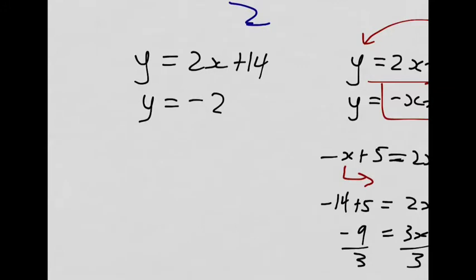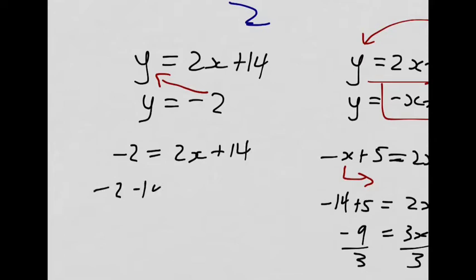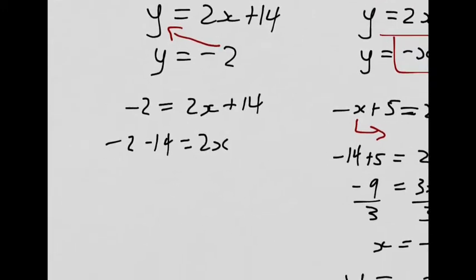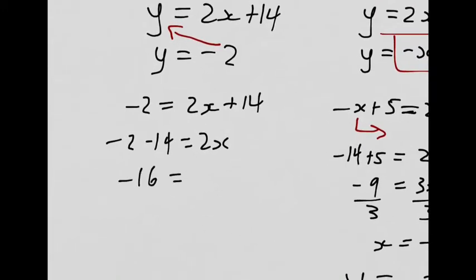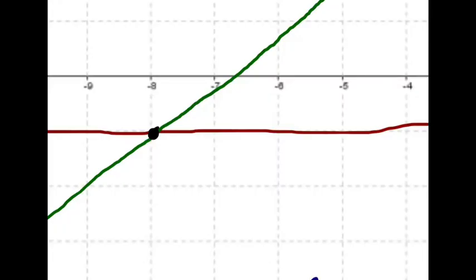Okay, so let's find the intersection between these two lines. We've already solved for y, so all we have to do is take that -2 in and put it in for that y there. So -2 equals 2x plus 14. Bring the 14 over and we get -2 minus 14 equals 2x. That gives -16 equals 2x, so x is -8. So this intersection is at the point -8, -2.